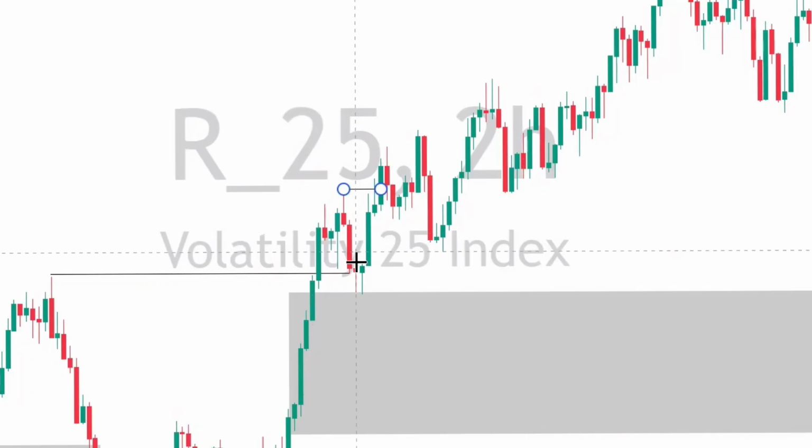We had fair value gap here. There was fair value gap that should be filled. You can see that markets came back to fill it. The same thing you did for higher time frame is what you are going to do on lower time frame. The market is very, very fractal.